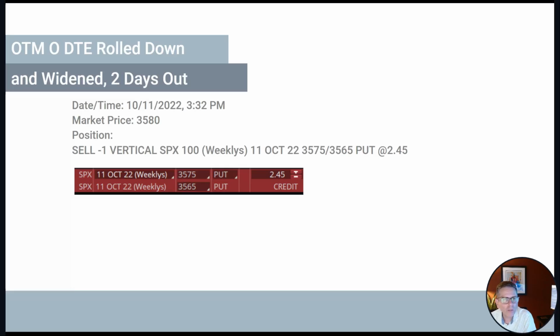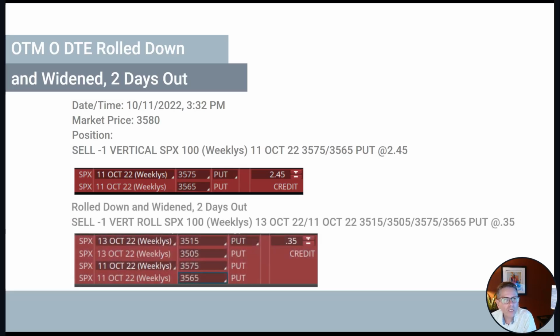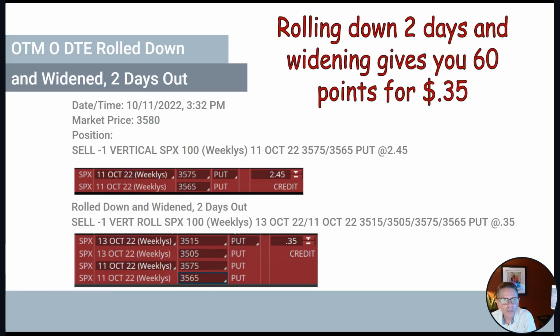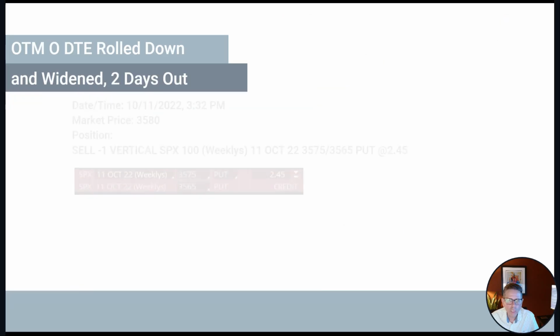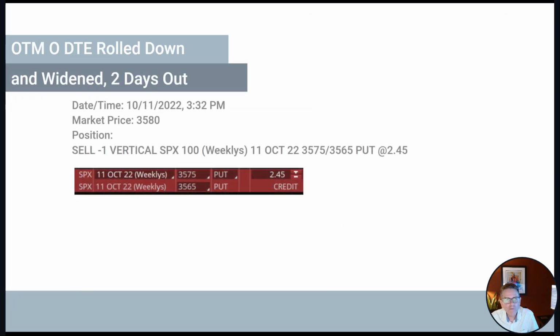Okay, so this is widen 2 days out, and now you're going from 35.75 to 35.15 for a 35-cent credit, and that gives you 60 points and 35 cents for credit. So you're really getting some distance there, and then especially if you put on an opposing position, then you'll have a lot more premium on there, and that gives you a cushion for trading these.